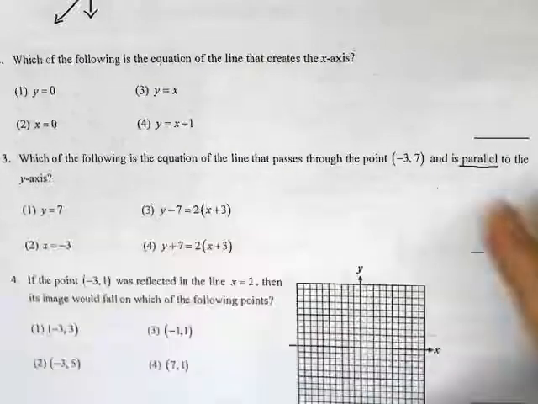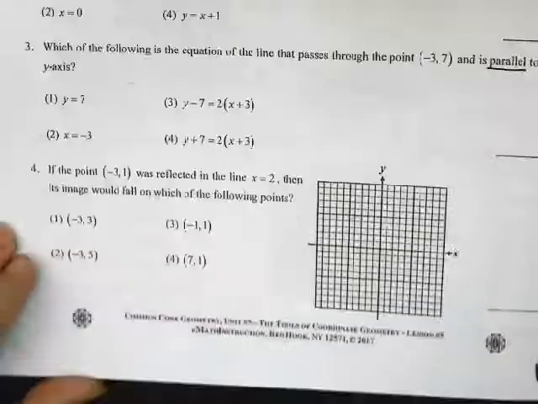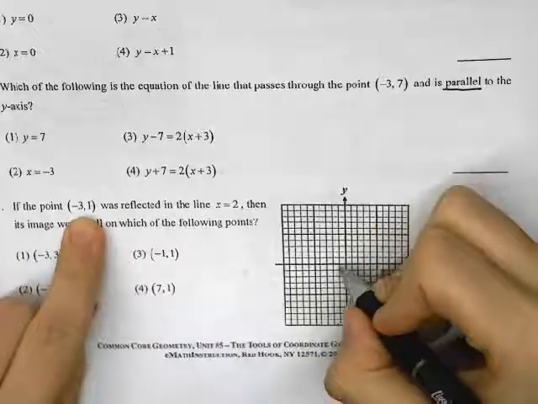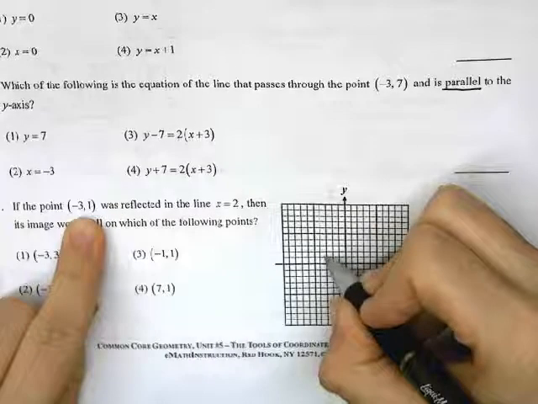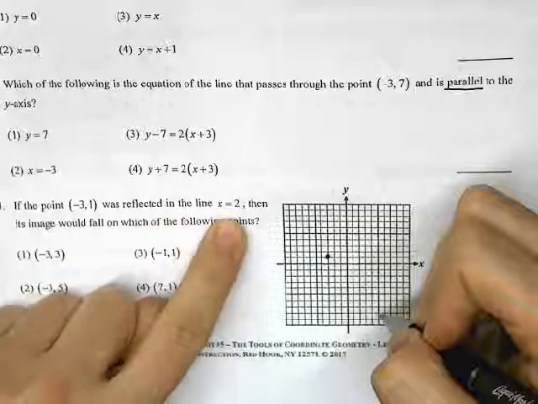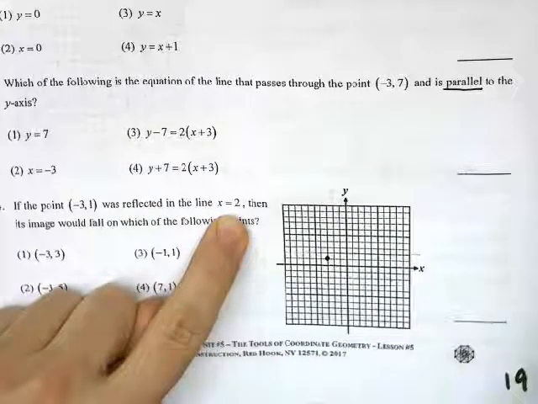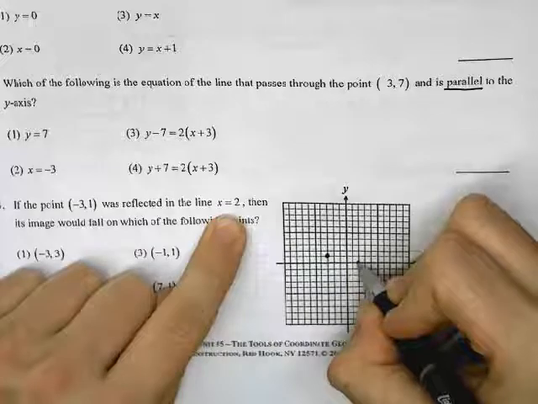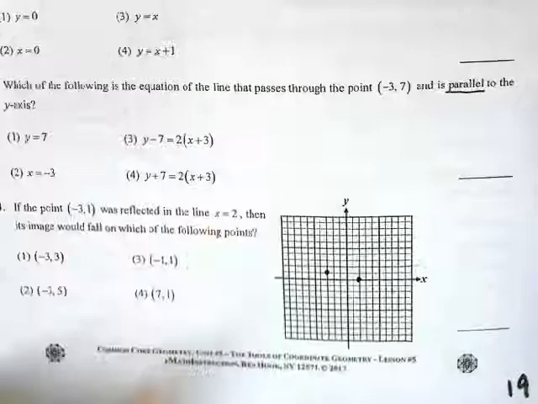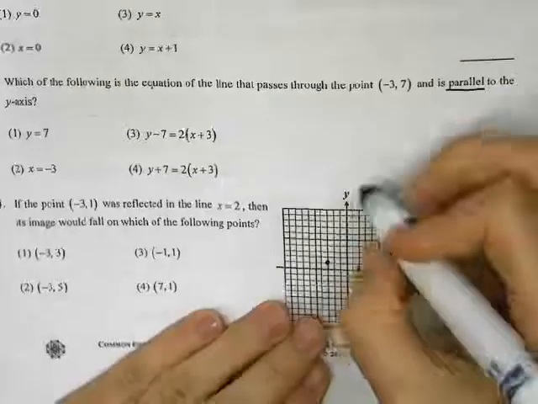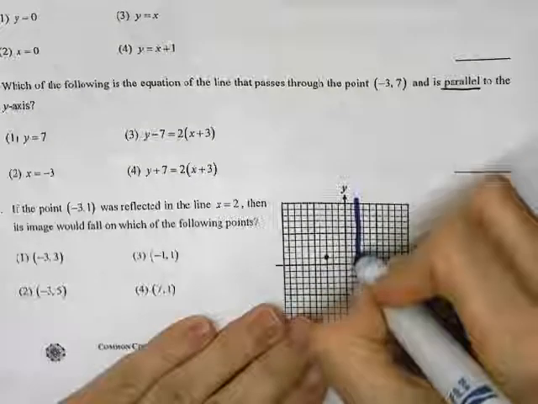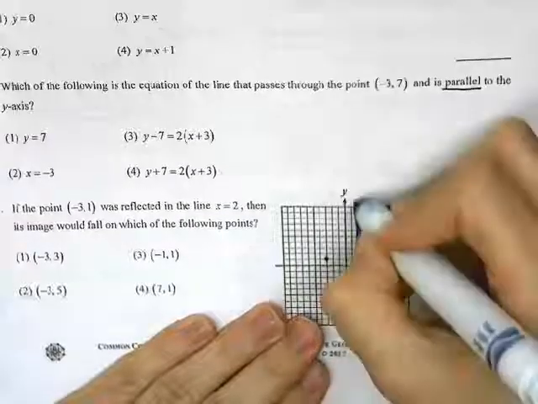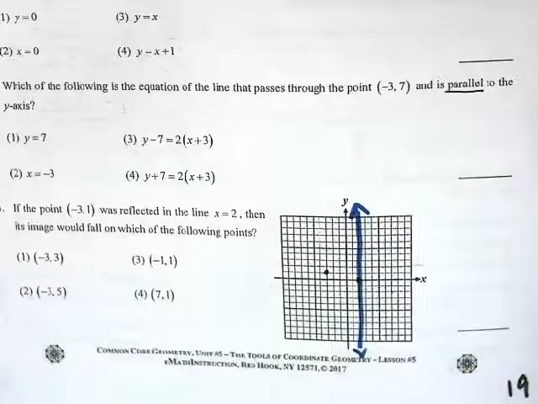Okay, moving forward to question number 4. It says, if the point, let me plot that point, (-3, ...), there it is, reflected in the line x equals 2. Now remember, that's a line. We're not just going to go to where x equals 2 and then draw a dot. So let me draw this line that goes through this point. There's what the line x equals 2 looks like.